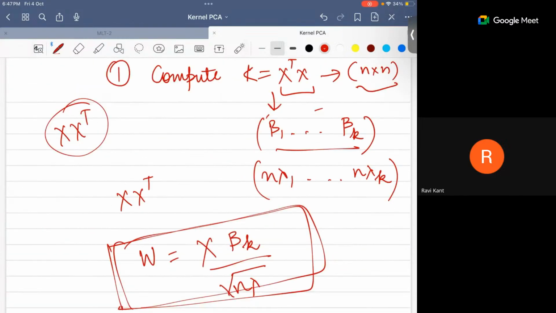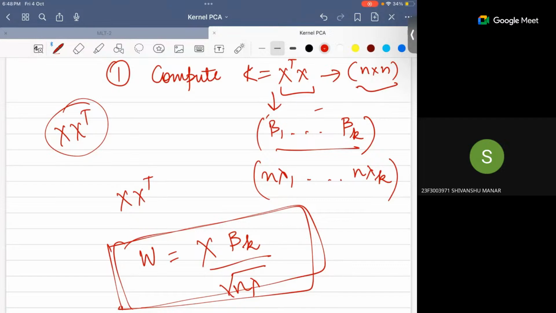Anybody else? Any question? Sir, we need to first centralize the data and then apply this algorithm, no? We have to first centralize the data. Yeah. Everything has been done after centralizing the data itself.